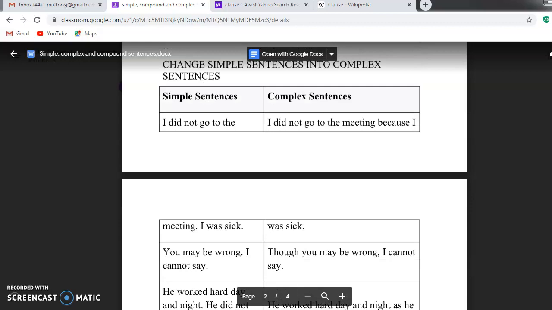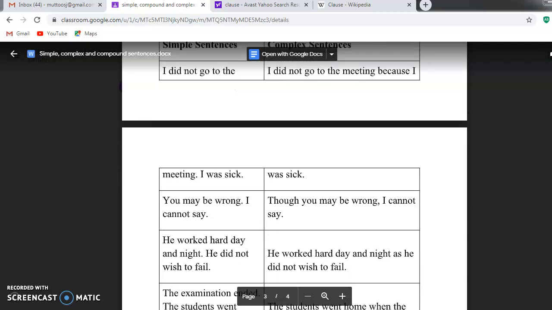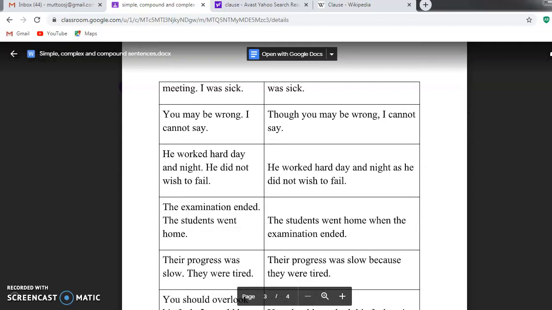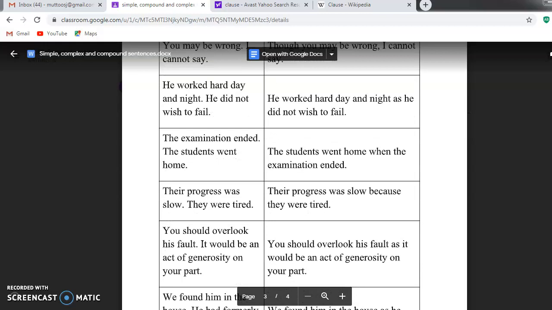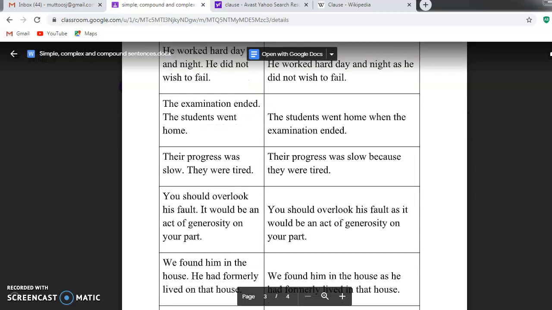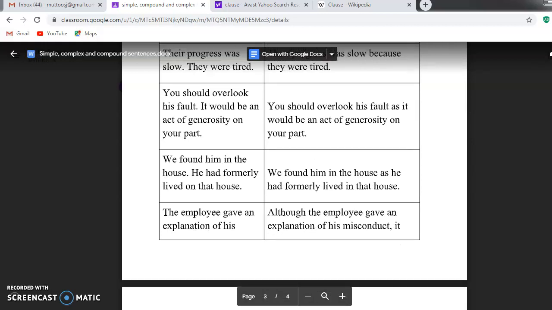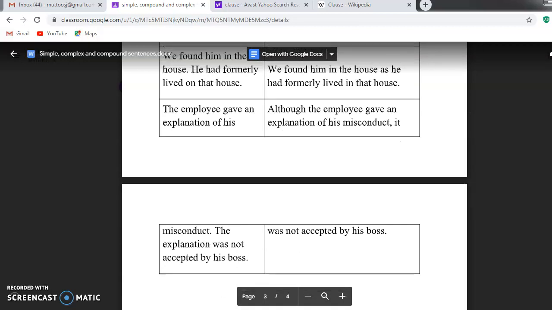Simple sentences are not that much appropriate for the IELTS task. For the speaking, writing, complex and compound sentences are very important. So you should have an idea how you can convert a simple sentence to a complex and compound sentence.